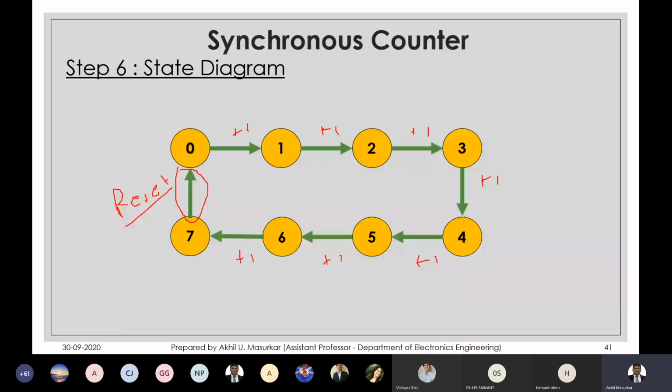So that is step 1 to step 6. Step number 1 is identify the number of flip-flops. Step number 2 is determine the excitation table of the flip-flop that is being used. Then you make the combined excitation table. Then you determine the equations for the inputs using K-map. And then you do the actual implementation in step number 5. And step number 6 would be the state diagram, which represents what this counter actually does.